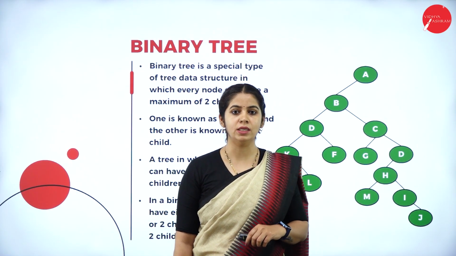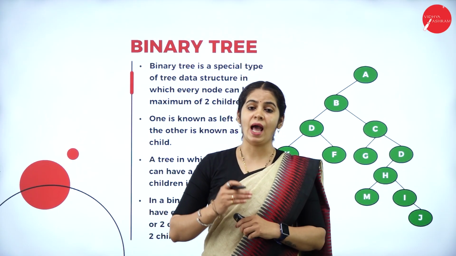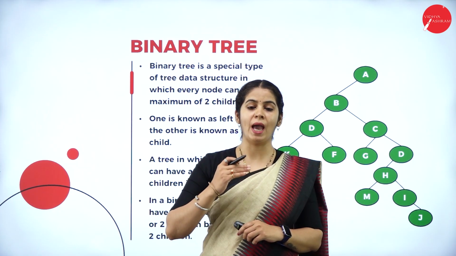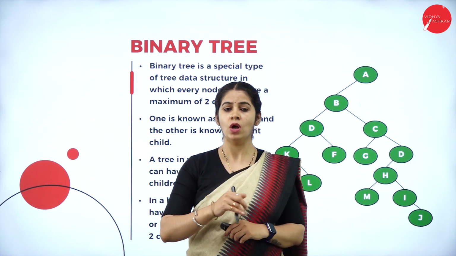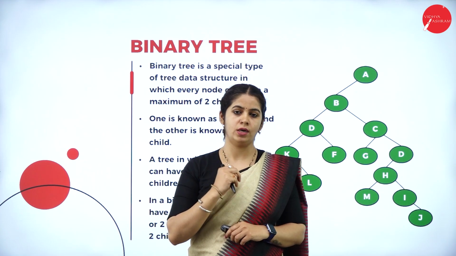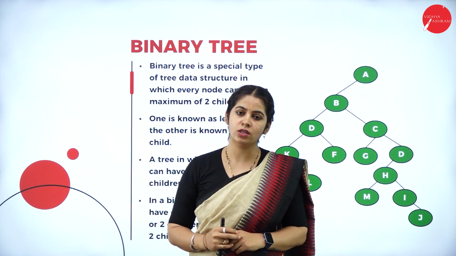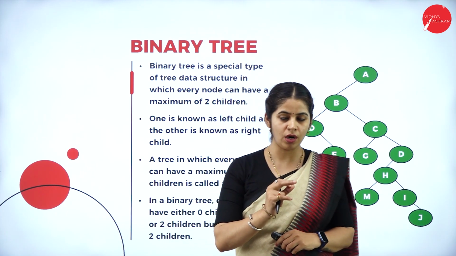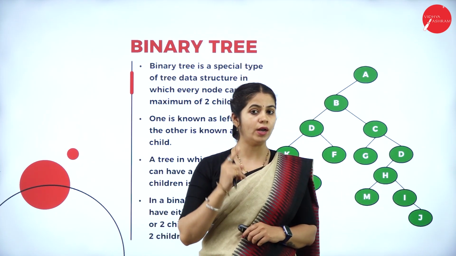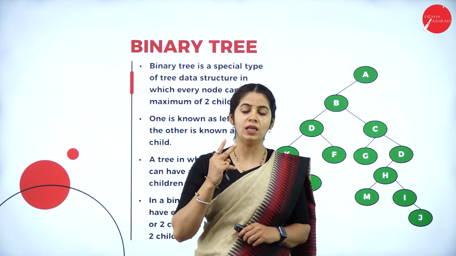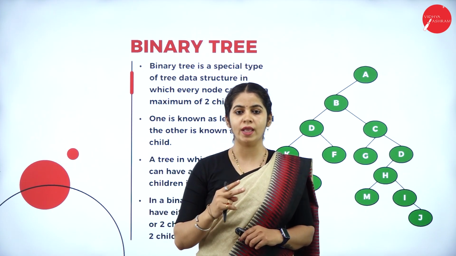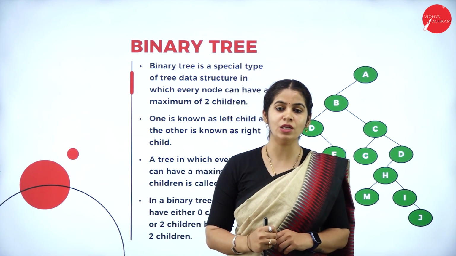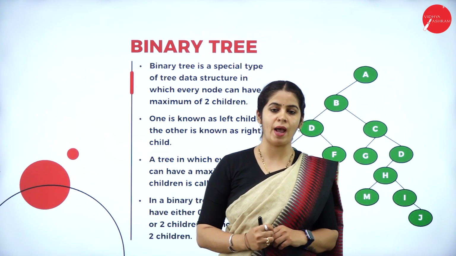What is a binary tree? The tree that has at most, or the maximum we can say, at most only two children. Such type of tree is called a binary tree. It can have 0 children, it can have 1 child, or it can have 2 children. It is not allowed to have more than 2 children. Such type of tree is called a binary tree.